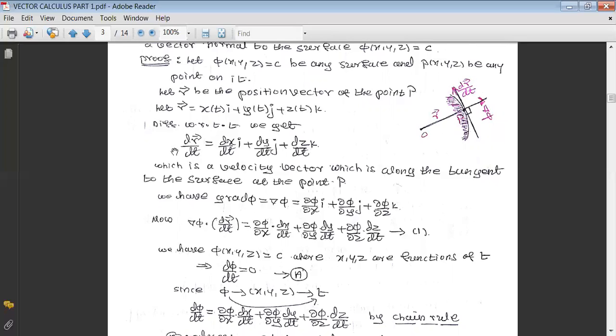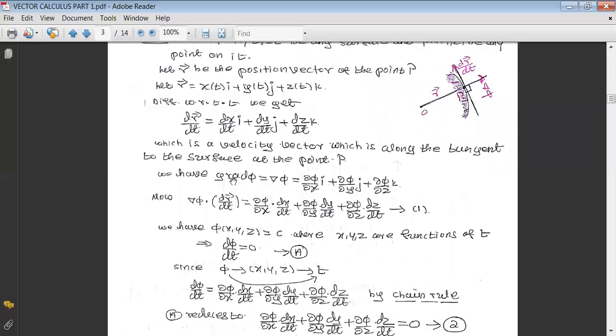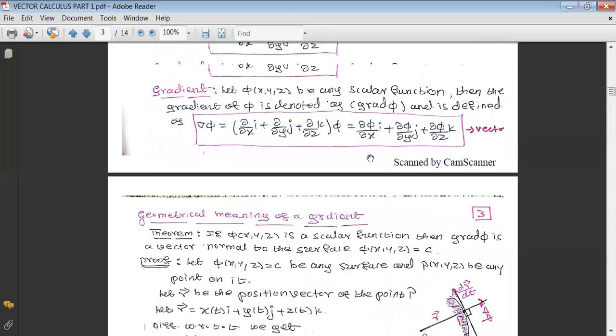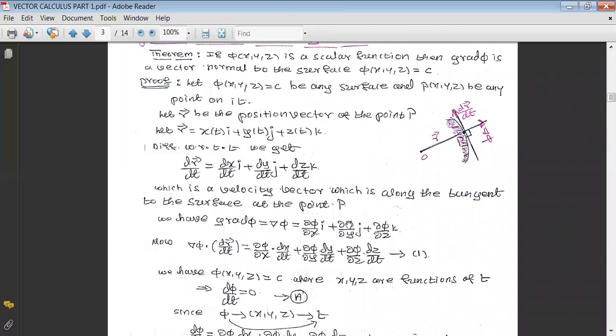And dr/dt represents a velocity vector from basic vector calculus, and this velocity vector is always along the tangent to the surface at the point P. Therefore, dr/dt is a velocity vector which is along the tangent to the surface at P. That's why we have taken the vector dr/dt along the tangent to the surface at the point P that we have drawn here. Now we know the definition of gradient of pi, that is del pi is given by ∂pi/∂x into i plus ∂pi/∂y into j plus ∂pi/∂z into k.